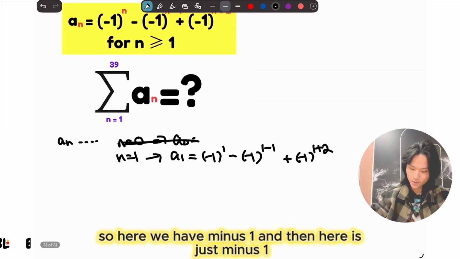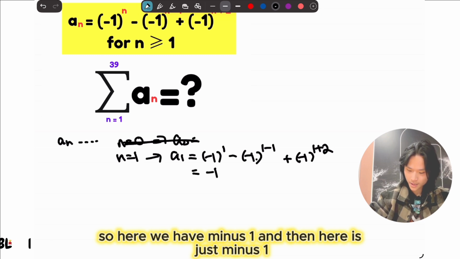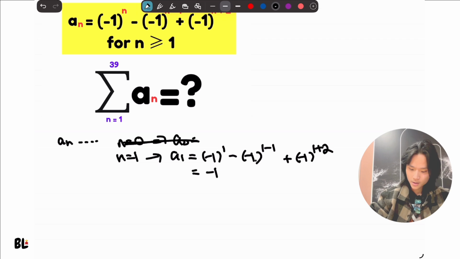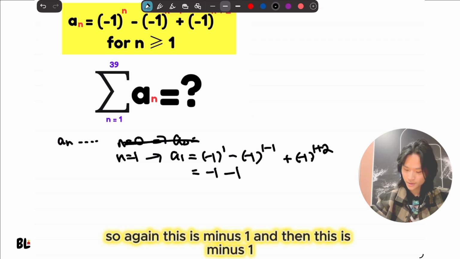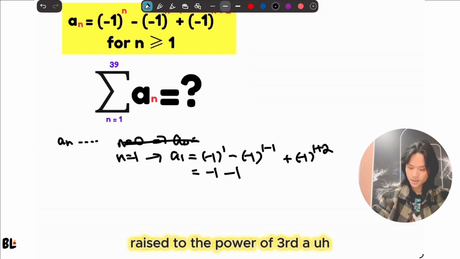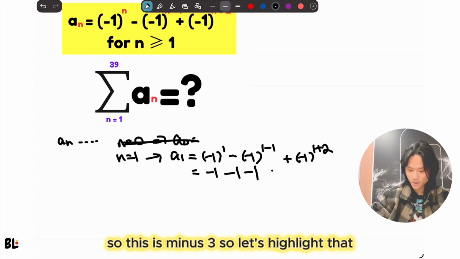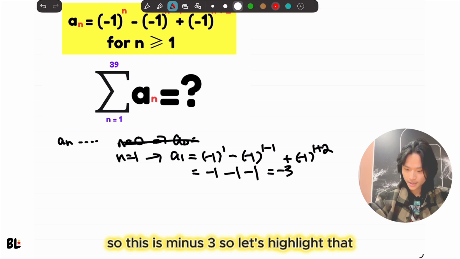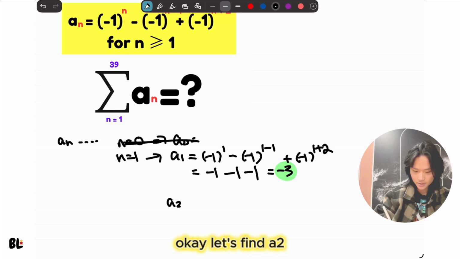So here we have minus 1, and then here is just (-1)^0, which is 1. So again, this is minus 1, and then this is minus 1 raised to the third, an odd power, so we have minus 1 again. So this is minus 3. So let's highlight that.